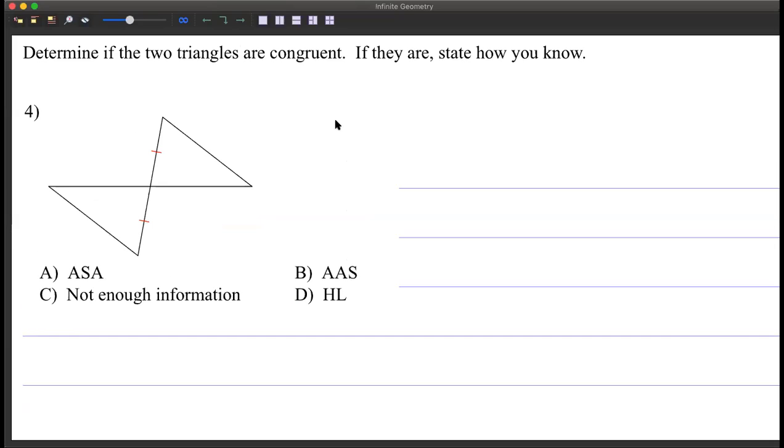This one. What am I going to do first on this one? Someone tell me. Yes, put the angles where the two meet. I have a pair of vertical angles, so I'm going to mark them. Okay, cool. Now what?